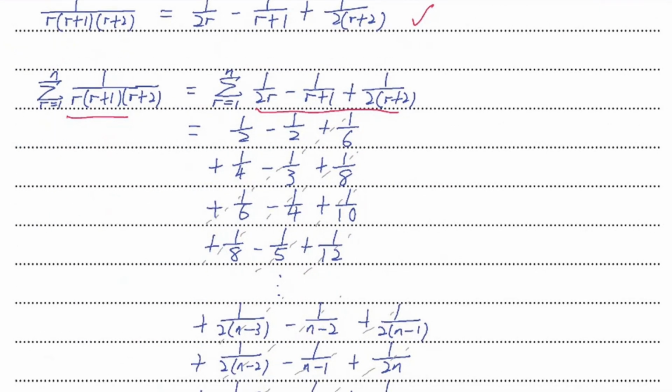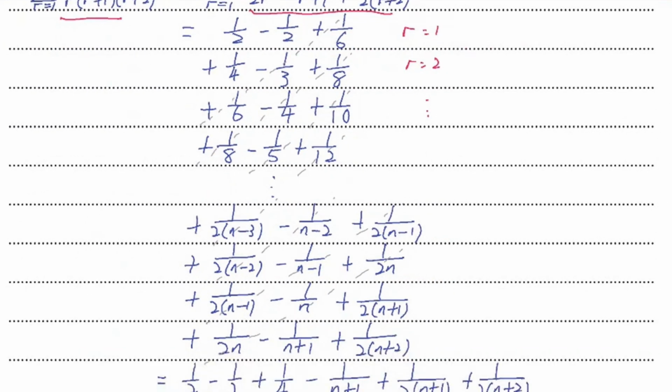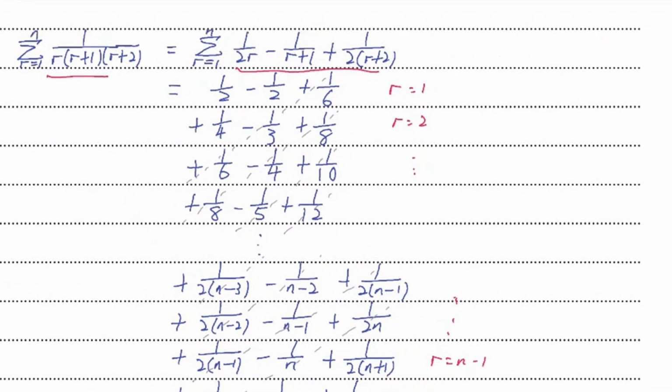We need to list down the terms until we can see the cancellation pattern. So list down when r equals 1, 2, and so on. For the last few terms, you also need to list them out clearly, so r equals n, then n minus 1, and so on. As we list out the terms, we will see how they cancel off. The combination of terms that cancel would be like 1 over 6 plus 1 over 6 minus 1 over 3. You can see it is being cancelled in a diagonal way like that.